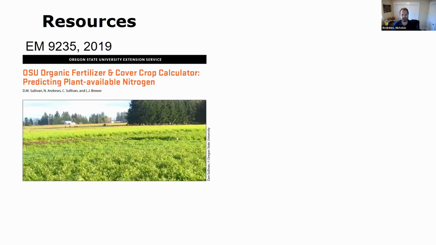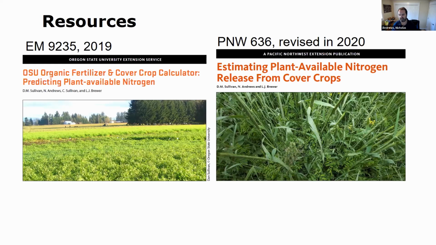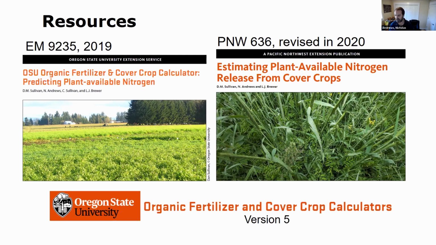I'm going to go through these slides pretty quickly. Don't worry about catching everything. All of the information that I'm going to cover is in these two publications. If you just write down OSU and then those publication numbers, EM9235 and PNW636, you'll be able to download those pretty easily. They're free online. And then I'll also talk a tiny bit about this decision tool that Dan and I have developed. It's the OSU Organic Fertilizer and Cover Crop Calculators.